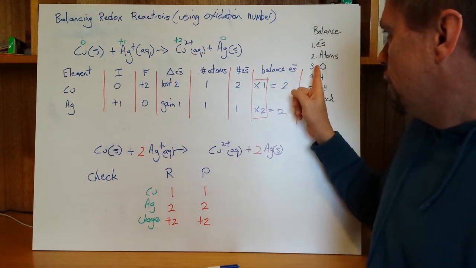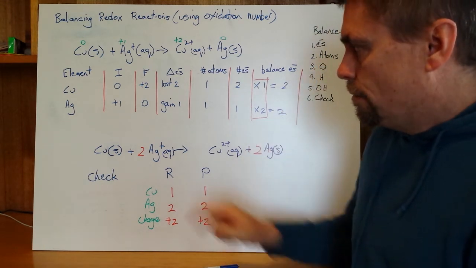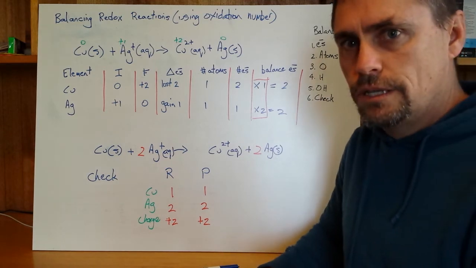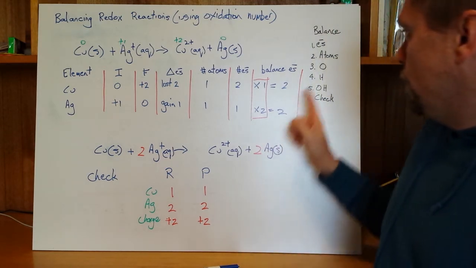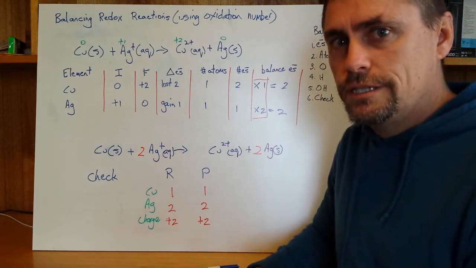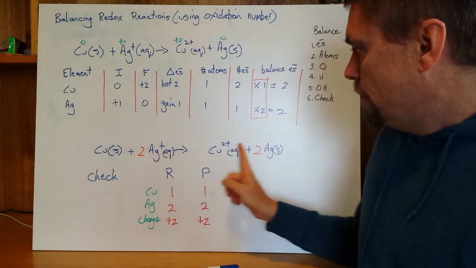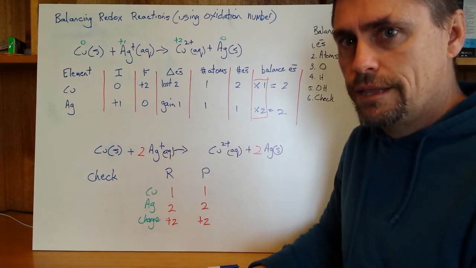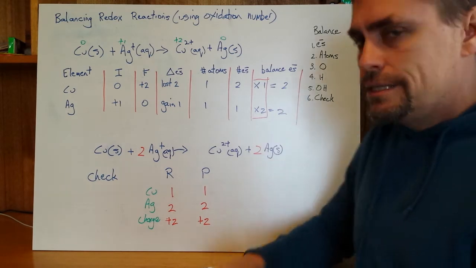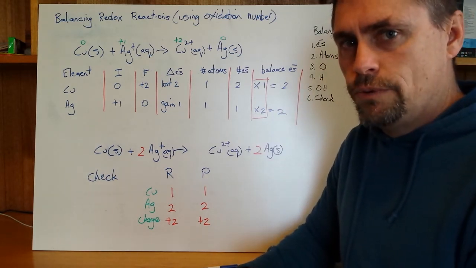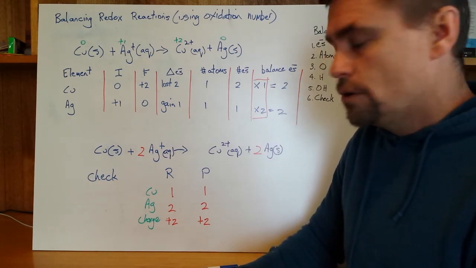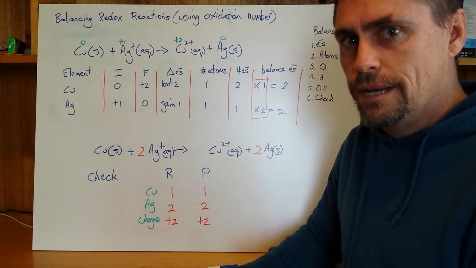We then look at balancing our oxygens. We don't have any oxygen in the system, so we don't need to do anything with that. We look at balancing our hydrogens in the system. In this case, we don't have any hydrogen, so we don't need to worry about that. Our fifth step is to balance our hydroxides if we're in a basic solution. We haven't got a basic solution, so we don't need to worry about that.